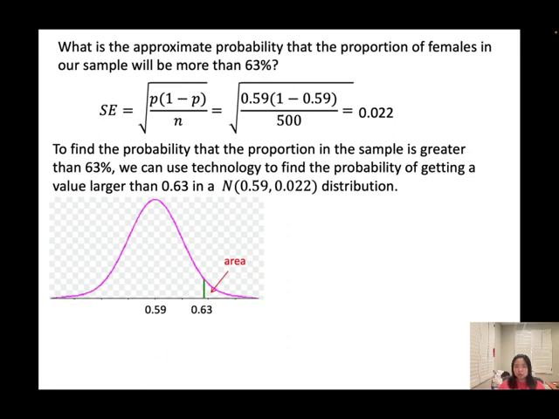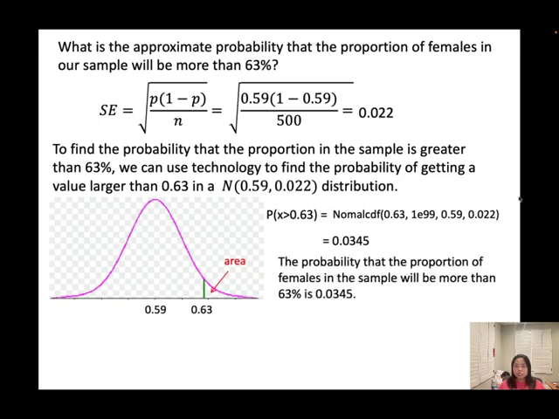Remember how to do it? You're going to use the normal CDF, or you're going to use the inverse normal. So first, we're going to write that out. X greater than 0.63, because we are looking for the area of this part. We'll be using the normal CDF: lower value, upper value, and then the mean, and then the standard deviation. If you don't remember this part, please review chapter 6. Use your calculator. You're going to get 0.0345.